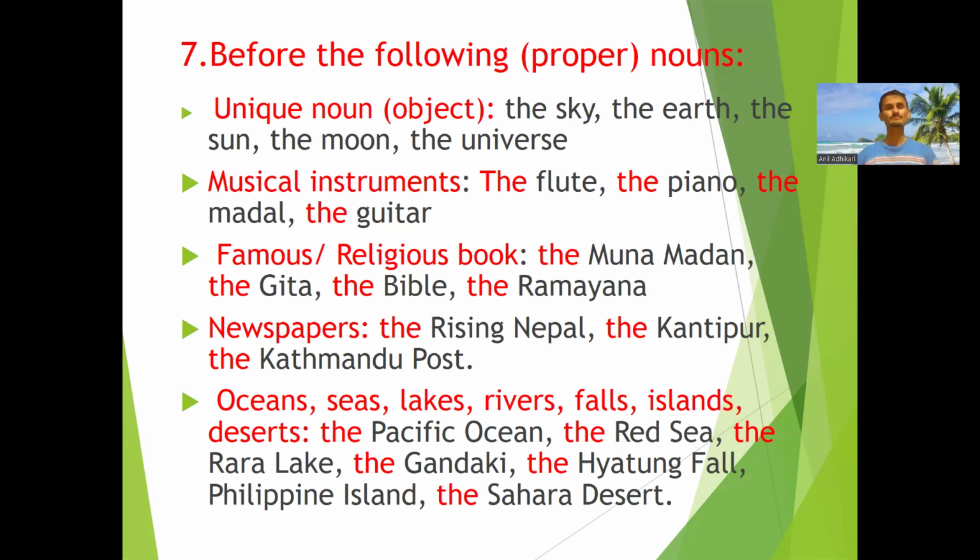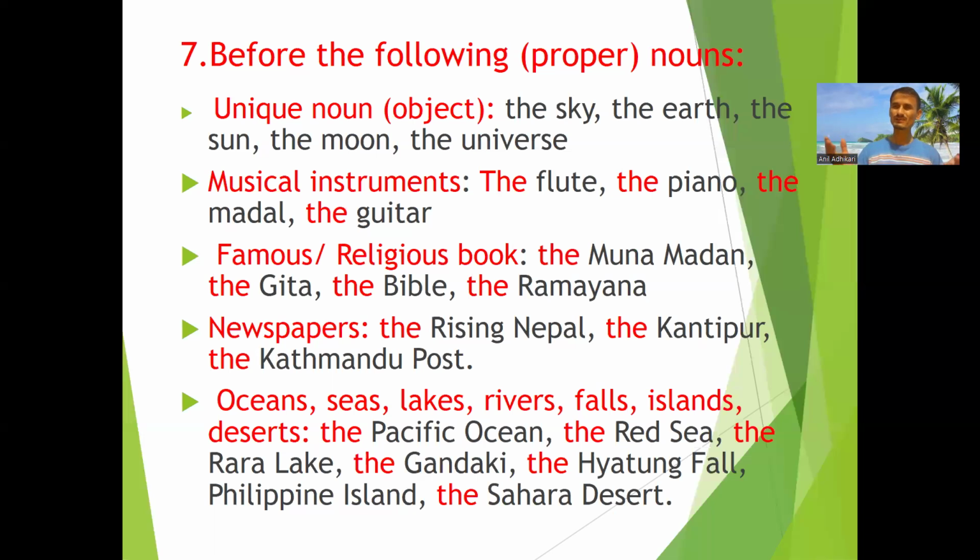Okay. Now, look at here. Oceans, seas, lakes, rivers, palms, islands, deserts. We use the before them. Before the oceans, we use the. You should know the names of oceans, seas, lakes, rivers. Not only Nepalese rivers, international rivers should be known by the students. Otherwise, whether it is a river or not, there may be confusion. That's why know the names of rivers.